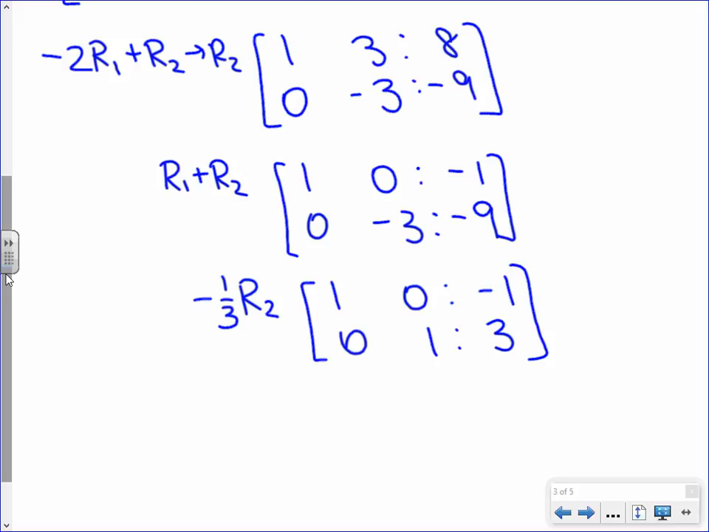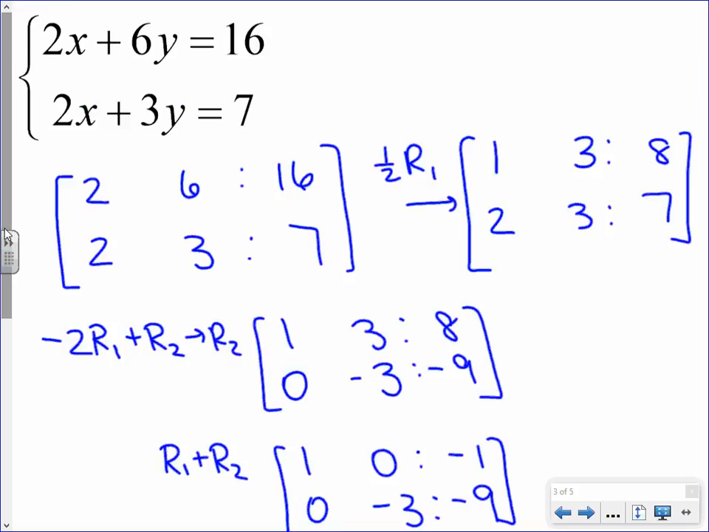So now what does this mean? This means x is -1, y is 3. So the solution to this system right here, what do we say, negative 1, 3?